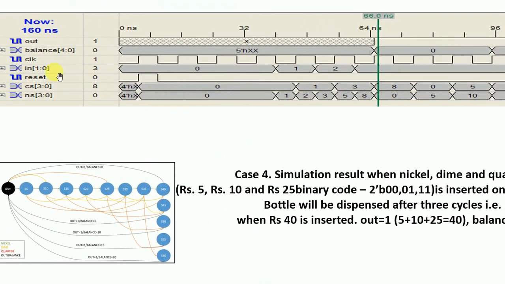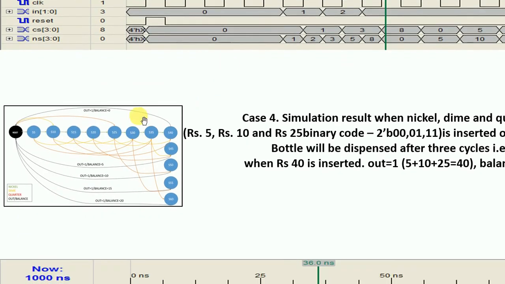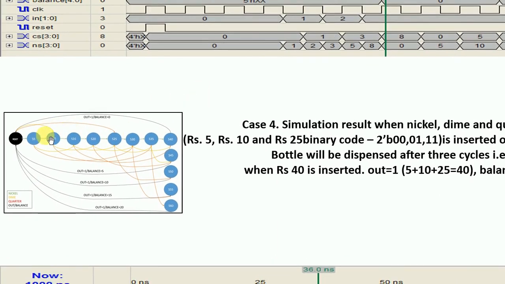Now as you notice, as soon as we enter a nickel coin, that is when our input is 1, we will move to S5. We also define in our code the parameters that S5 is denoted as 2. Okay, we are starting from 0: 0, 1, 2, 3, 4, 5, 6, 7, 8, 9, 10, 11, 12. These are the numbers that we defined in the parameter.